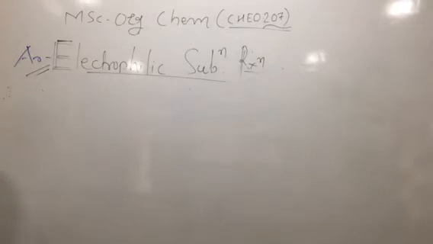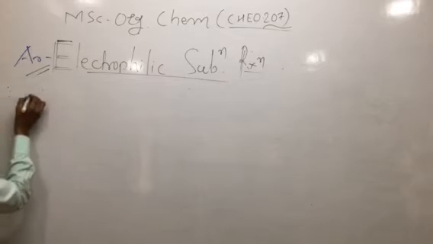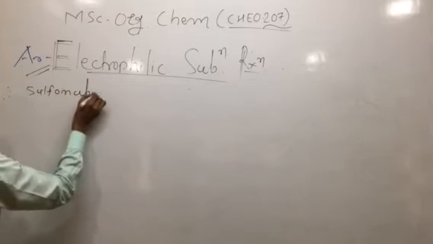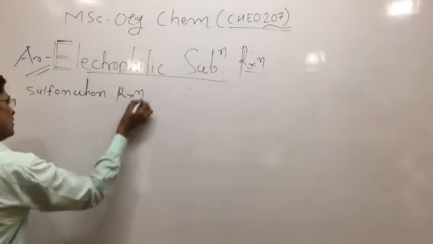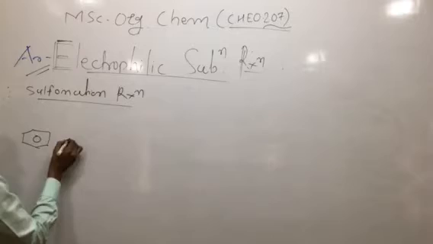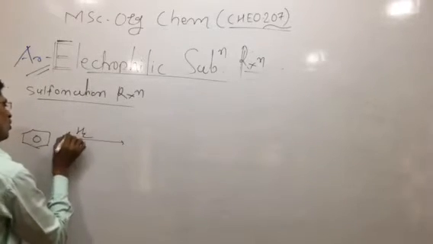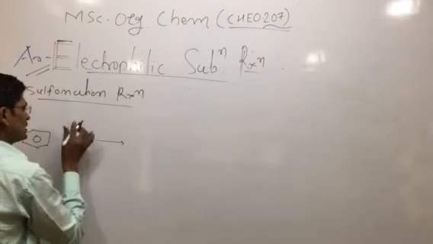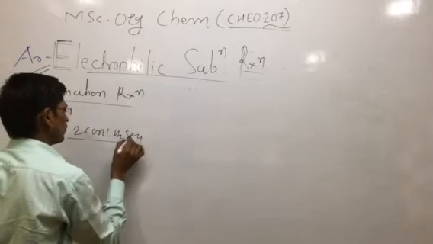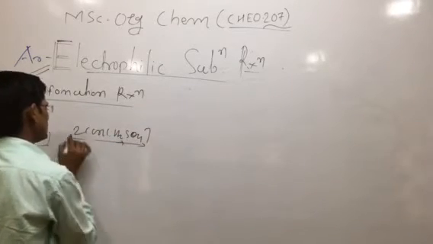Here the next reaction, reaction number 2, is the sulfonation reaction, as part of the electrophilic substitution reactions. So what happens in the sulfonation reaction? If we have a benzene molecule, it is treated with 2 moles of concentrated sulfuric acid, H2SO4.